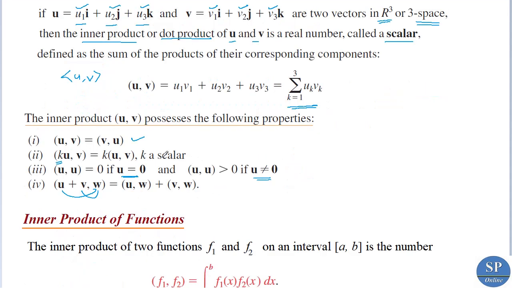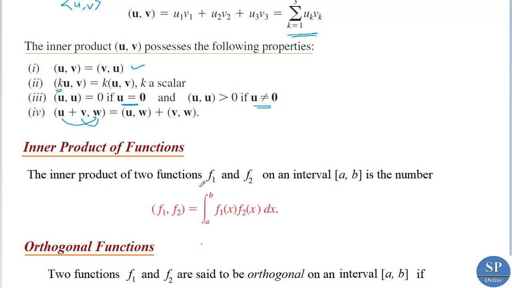Now we can define the inner product of two functions. Suppose we are given two functions f1 and f2 on the interval ab. So the inner product of these two functions on this interval ab is denoted by this, and it is defined by the integral a to b f1(x) f2(x) dx. That is, if f1 and f2 are two functions, then their inner product is actually this integral. This is the inner product of two functions.